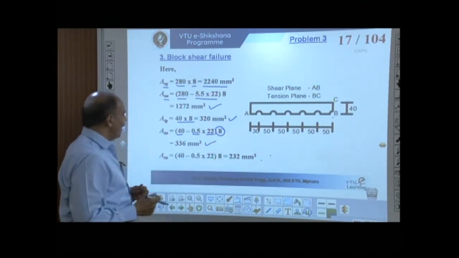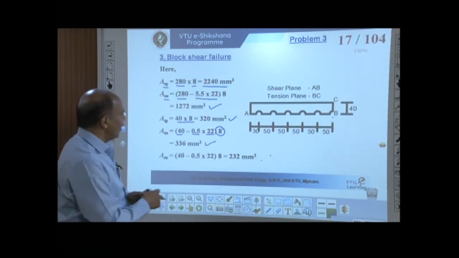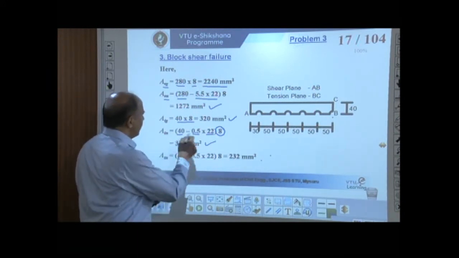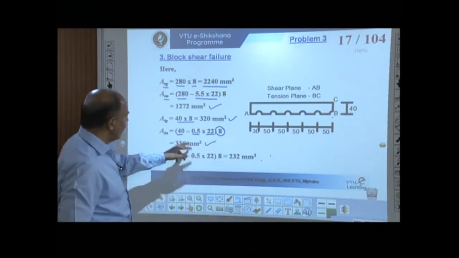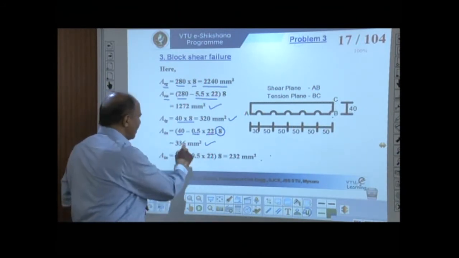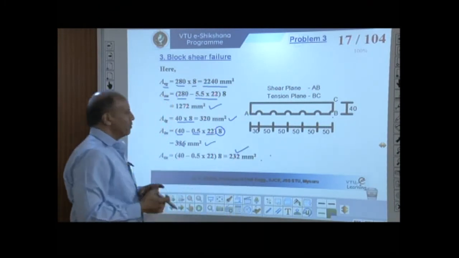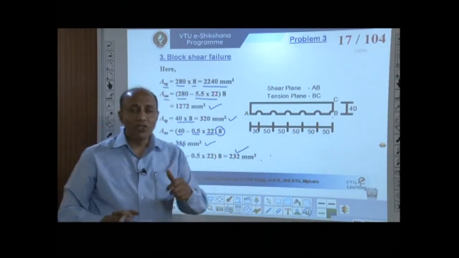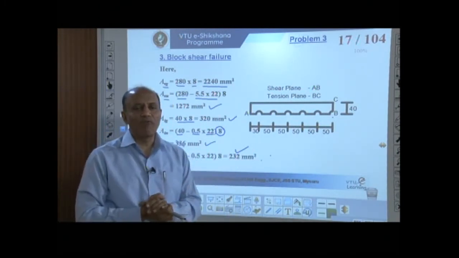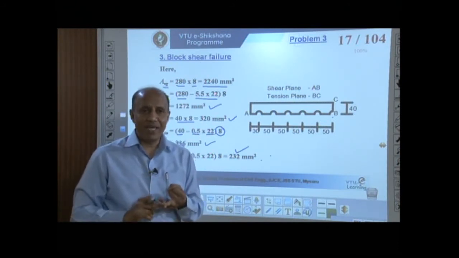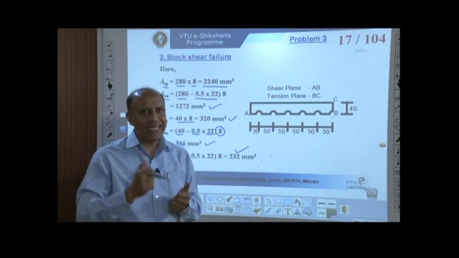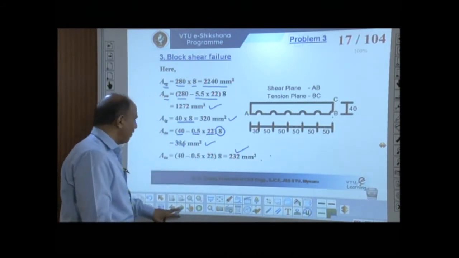I think this is repeated, and there are some numbers changed. Anyway, this is fine. One of the two values is not correct, I think this value is fine, 232. So this is how you simply calculate the values of AVG, AVN, ATG and ATN, a very simple exercise that we have here.